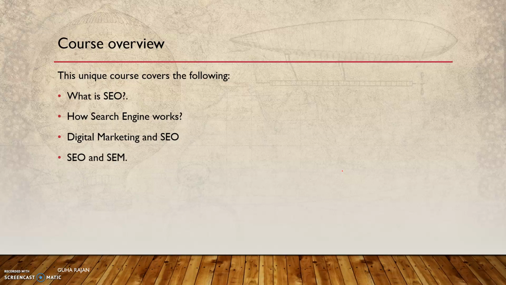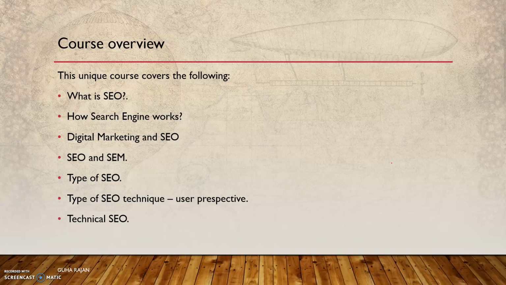So we'll look at digital marketing just in brief, and then SEO as well, how they complement each other. Then we look at search engine optimization with SEM, search engine marketing as well. What is the difference? What are the similarities? We look at that. Then we get into types of SEO. This is from the SEO perspective. Then we also have another one, the SEO technique from a user perspective. That is the white hat, black hat, which is supposed to be illegal, and gray hat.